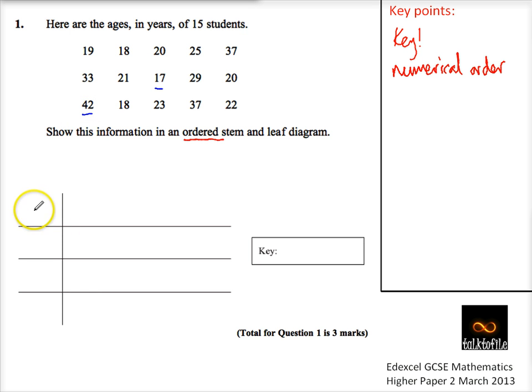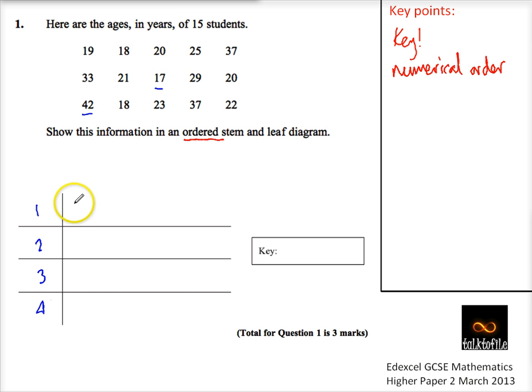So that means we need stems of 10, 20, 30, and 40. But actually, the best way to write those is just as a 1, 2, 3, and a 4. Okay, so then let's just go up in order.